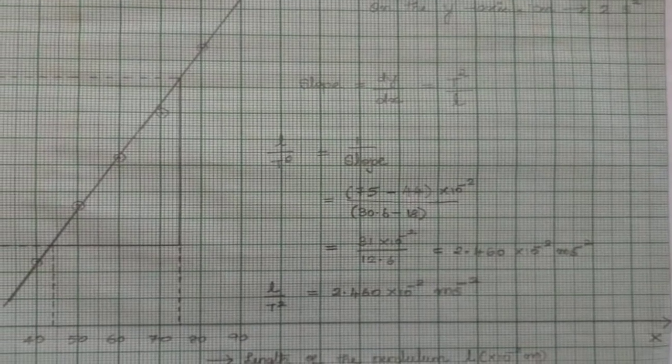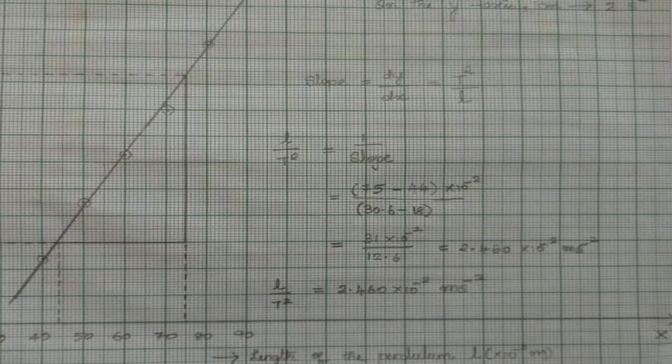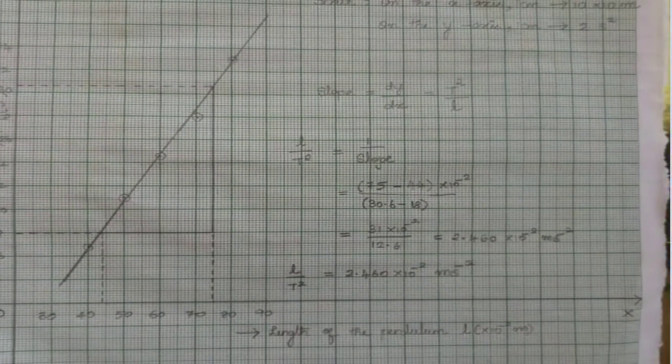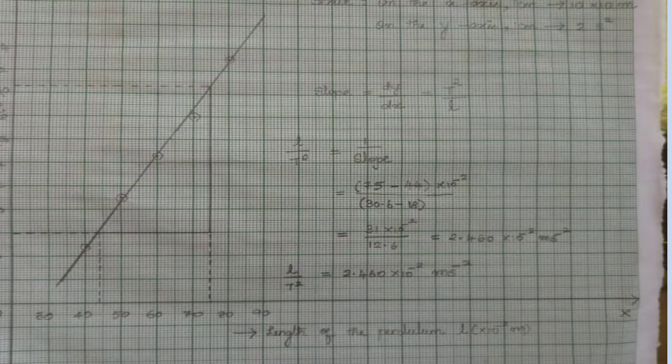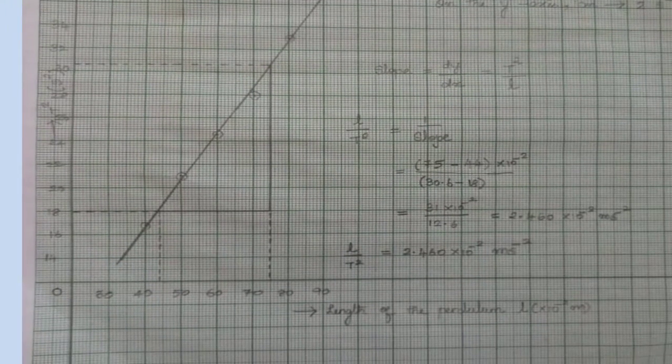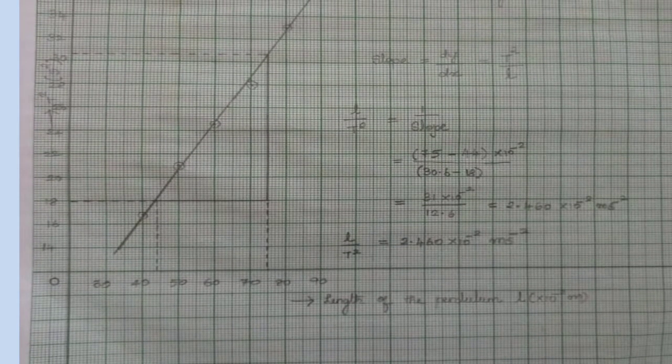Generally we know what the slope is. The slope is nothing but dy by dx. So here we have t square along dy and L along dx. So in the formula we need L by t square. If you want L by t square, then it is 1 by slope. So 1 by slope means dx by dy.